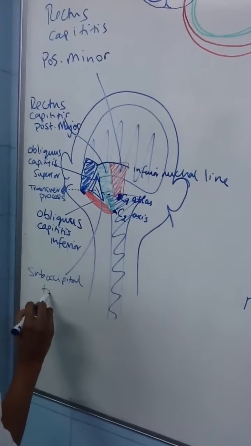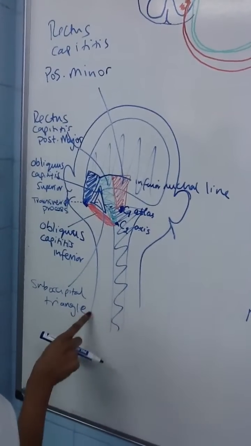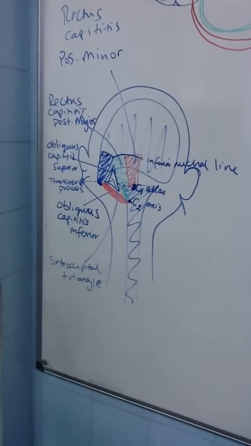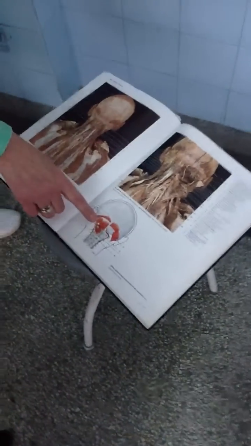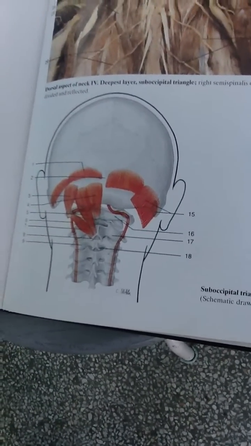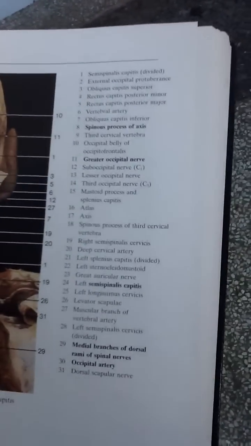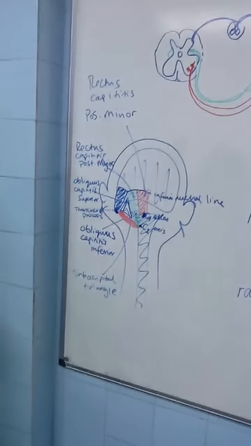Suboccipital triangle, trigonum suboccipitale. First, try to remember the names of the muscles. Rectus capitis posterior minor, major, inferior and superior oblique. Two oblique muscles and rectus capitis posterior major together surround a space named the suboccipital triangle.